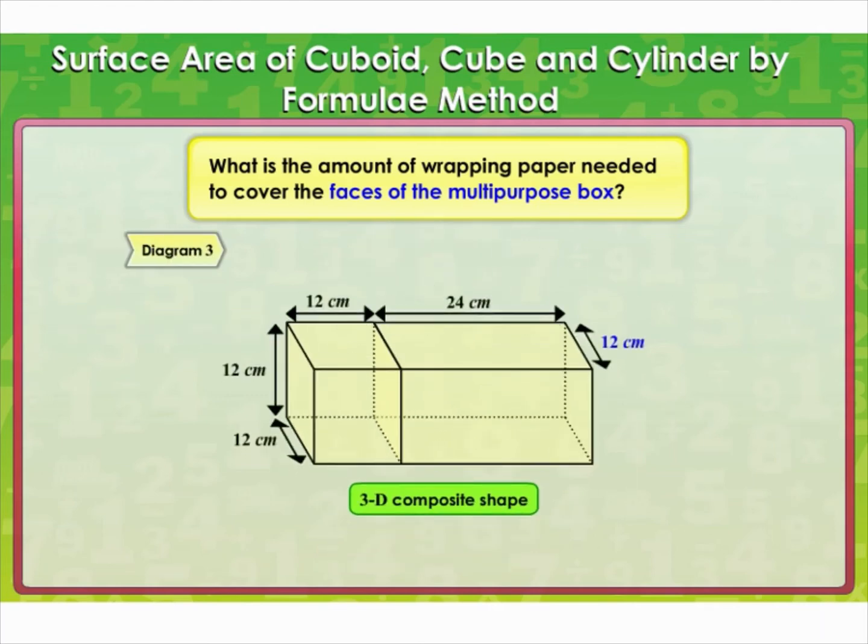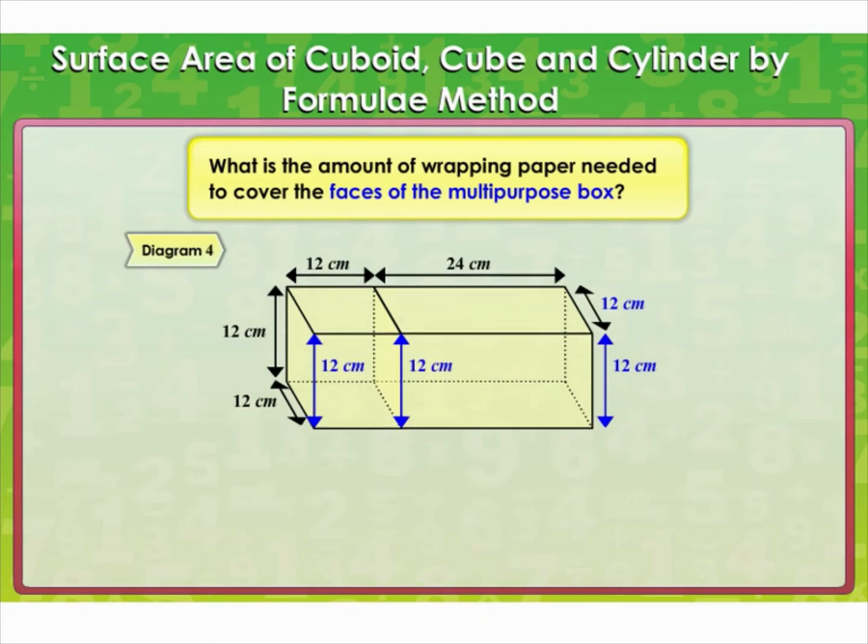What shape is it? It's a 3-dimensional composite shape made of a cube and a cuboid. It is rectangular in shape. What is the height of this 3-dimensional composite shape? The height is 12 centimeters. How do you find the amount of wrapping paper needed to cover the faces of this rectangular box? This means we need to calculate the surface area of this 3-dimensional composite shape.